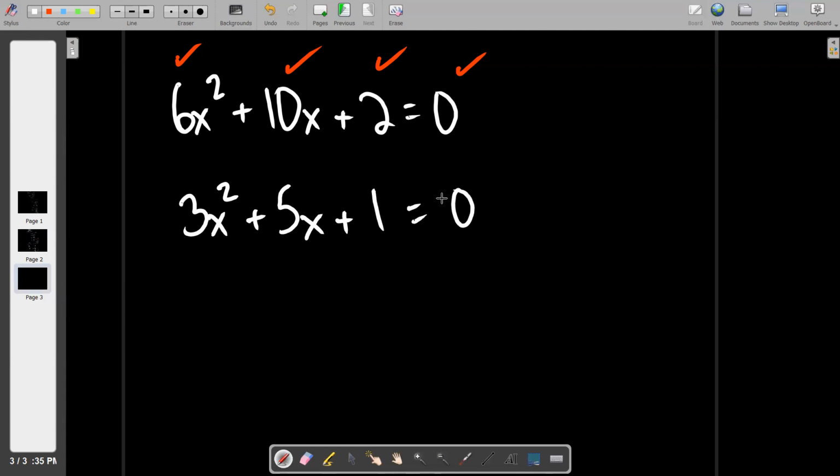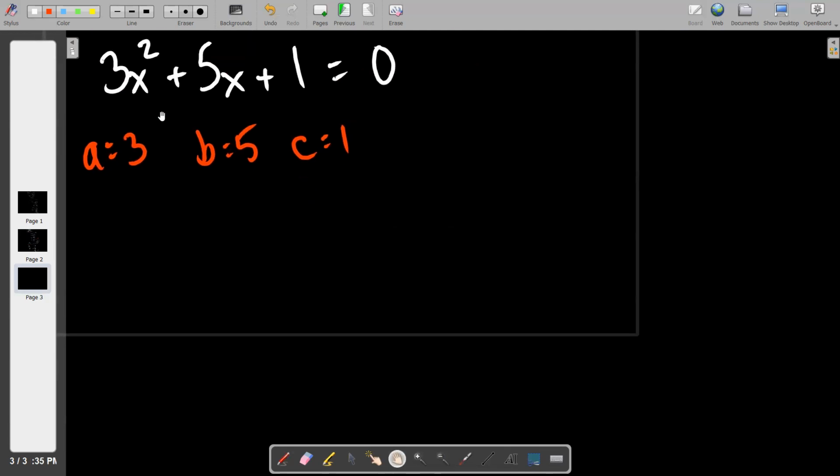That's just going to save me a little bit of stress down the line. If Zach does it with the 6, 10, and 2, and I do it with the 3, 5, 1, we're going to get to the same place. I'm just going to have smaller numbers then. But if we both know what we're doing, then it just doesn't matter. So last one, let's do this. A is 3, B is 5, and C is 1. And I am ready to rock and roll.